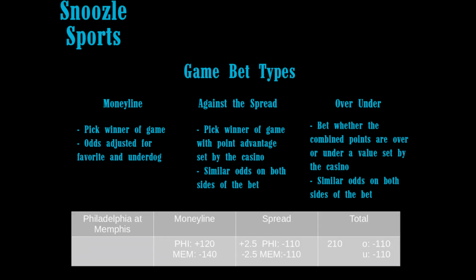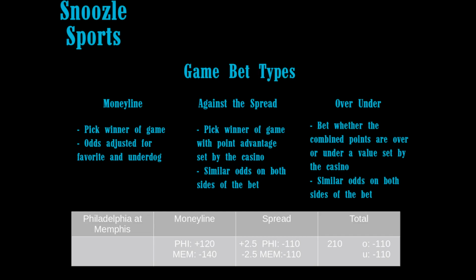So to give you a typical example of a game day bet, for this case, you might see an NBA game, Philadelphia against Memphis, so the 76ers against the Grizzlies. You'd see the money line be plus 120 for Philadelphia and negative 140 for Memphis. So this is basically saying Philadelphia is the underdog.